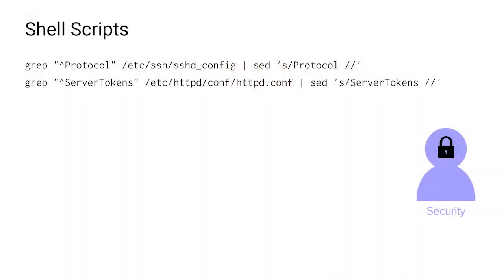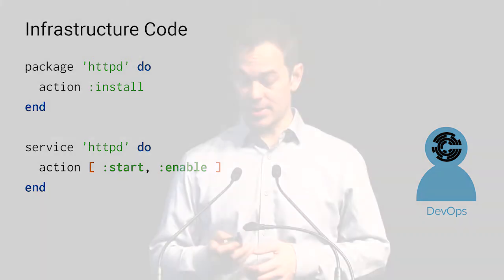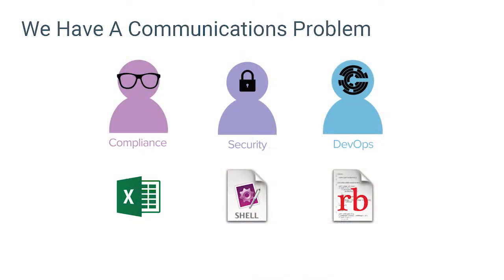Right? And if we look at these shell scripts, that's not super readable. Unless you're a Unix admin, this is probably not the easiest to maintain. And if you are a DevOps engineer, if you will, you're probably used to the idea of infrastructure as code. Maybe you're using Chef or some other tool, and you've got your own tools that configure your infrastructure as code. And your auditors, of course, are working with PDFs and spreadsheets. And so we have a communications problem.